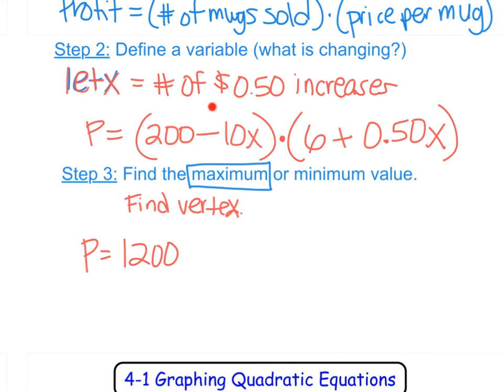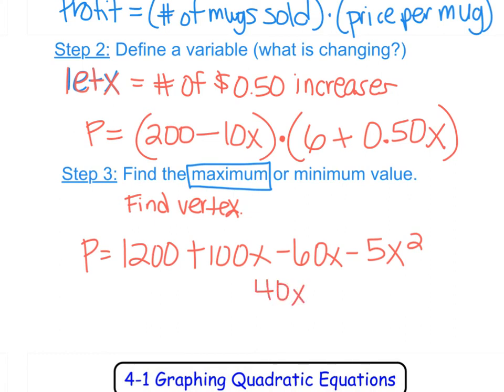And then we need to do 200 times 0.5x, which is 100x, positive. And then negative 10x times 6, which is negative 60x. And then negative 10x times 0.5x, which is half of 10 is 5, so negative 5. And then x times x gives us that x squared, which makes it a quadratic. Now, if you notice, we have some like terms we can combine, so that becomes positive 40x together.